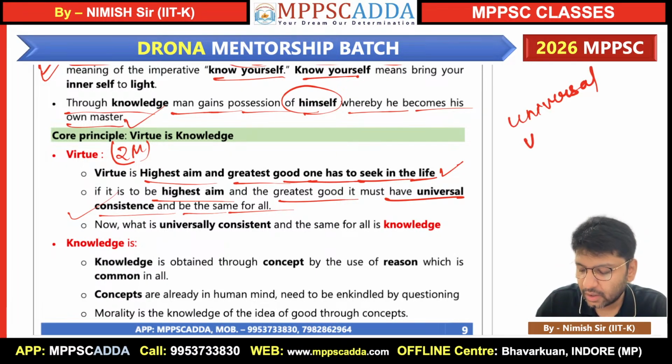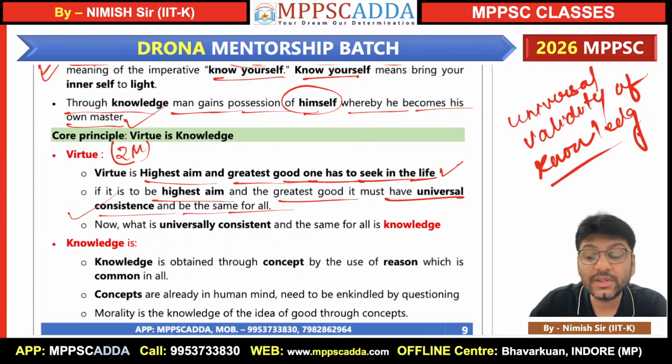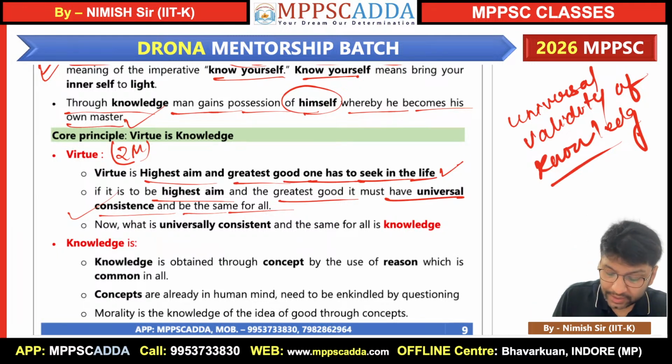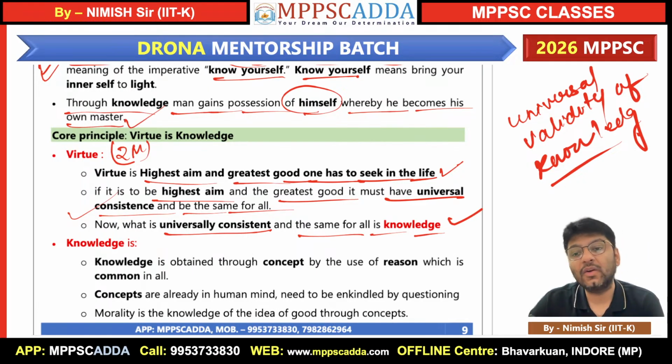Universal validity of knowledge, that was his ultimate aim. So that means the virtues are also universally valid, the good actions are also universally valid, the goodness is also universally valid. Right? Now what is universally consistent and the same for all is knowledge. If virtue is knowledge, then knowledge must also be universally consistent. So he is simply saying that virtue is the highest aim, the greatest good one can seek in life. If it is the highest aim, then it must be universally consistent and universally valid for all.